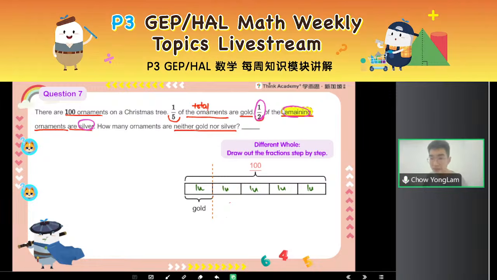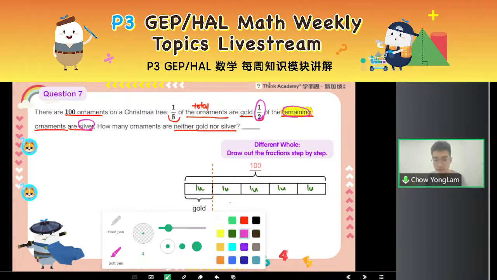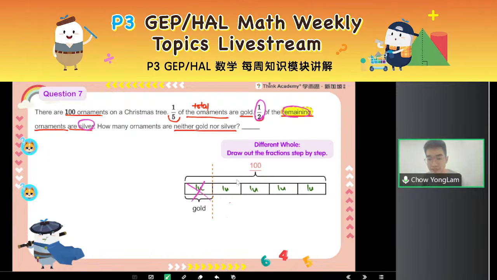So whenever you see the word remaining, you draw the fraction step by step. Take away the first fraction first, then focus on what is left. This is the remaining part. Among this remaining part is where you take the 1/2. That's why teacher Yong Lam has a good idea for you. Whenever you see the word remaining, draw the fraction step by step.